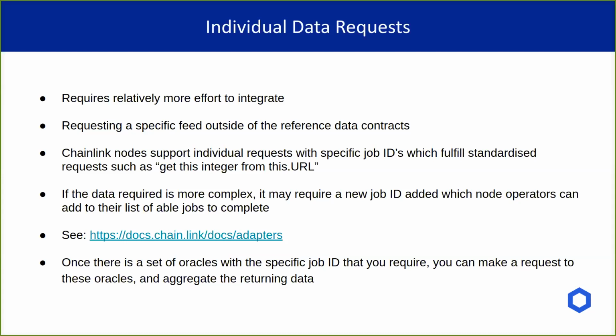You can see the term complex here is defined by any sort of operation that you require the Chainlink nodes to do, which can't be completed with the list of adapters at that link there. Those adapters include simple stuff like get and post requests, as well as different conversions from strings to bytes and stuff like that. So once you have a set of oracles which can fulfill the job that you require, you make these requests to that set of oracles. And on return of that, you can aggregate this data, resulting in a fully decentralized data feed that you'll be able to use within your contract.